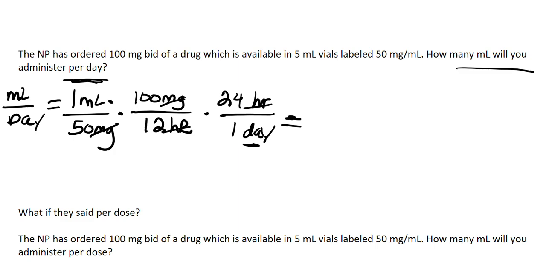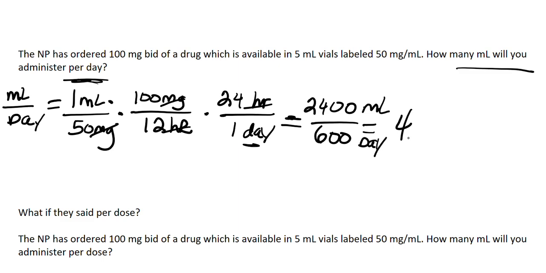All right, let's multiply. 1 times 100 is 100, and 100 times 24 is 2,400. And then 50 times 12 is 600. Let's divide that out. 2,400 divided by 600 is 4. Right? And that was milliliters per day. So 4 milliliters per day.